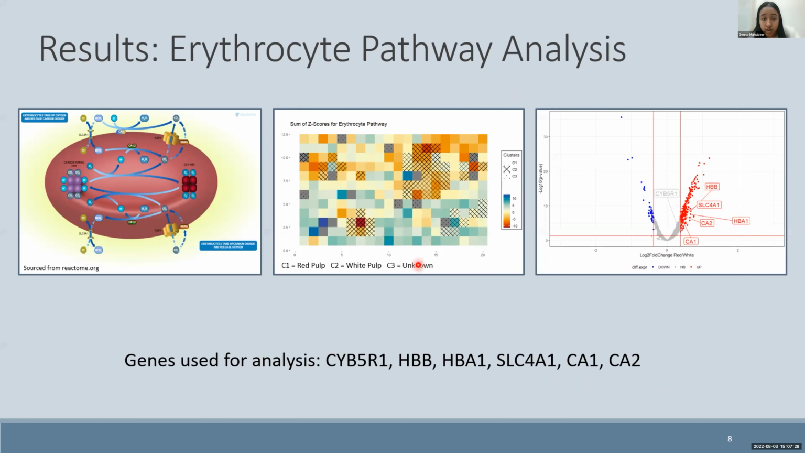And looking at the heat map here, you can see that there is an overall lower expression in the white pulp, just looking at the red and orange voxels versus the red pulp with the green and blue voxels. And looking here to the right, this is a volcano plot showing the overall expressions of the data set. And so you can see that there is an upregulation of the genes used for this pathway in terms of the overall data set.